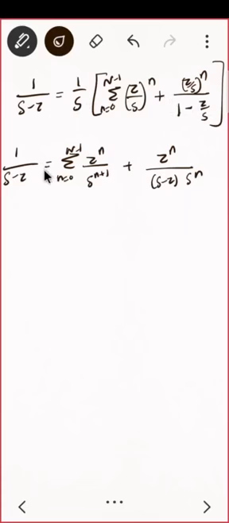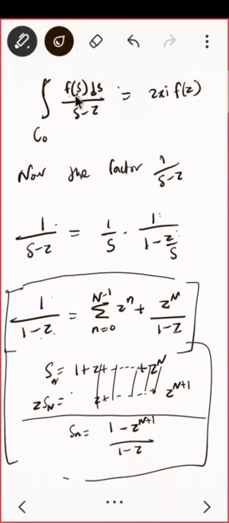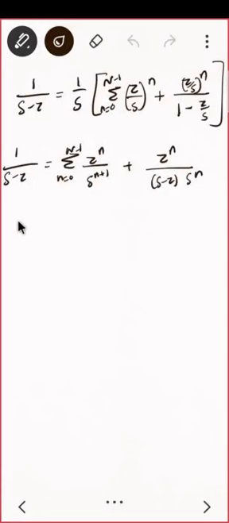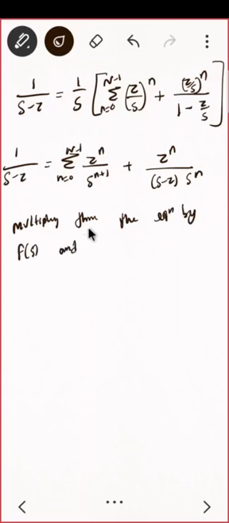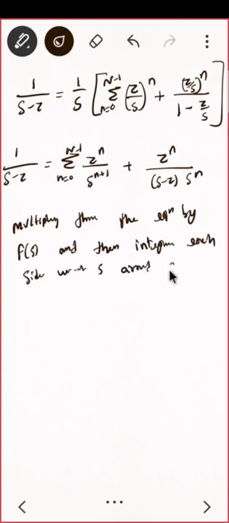Okay, so what next should I do? Look at your function. What was my function? I need f of s, no? So multiply by f of s and take integration. I'll just quickly write: multiplying through the equation by f of s and then integrating each side with respect to s around c naught.